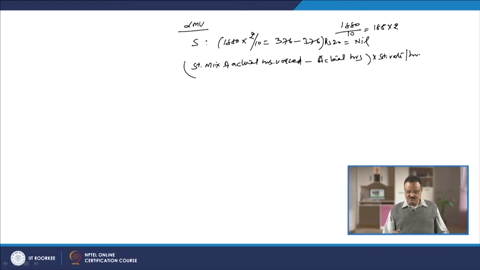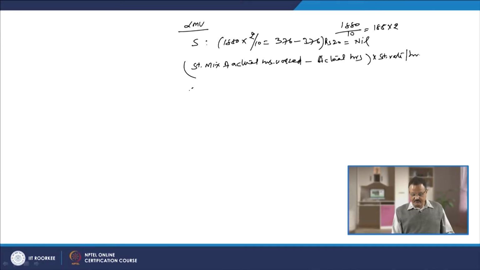So, if you use this formula, what I have used here is the standard mix of the actual hours worked. Actual hours worked are 1880 and standard mix of that is 2 by 10, in the ratio of 2:4:4. So, this works out as 376 minus 376, which is the actual, that is 2 actual workers, and per worker the number of hours is 188. So, the total number of hours put in by the skilled category of workers is 376, multiplying it by rupees 20.